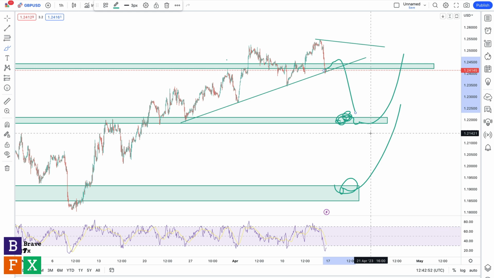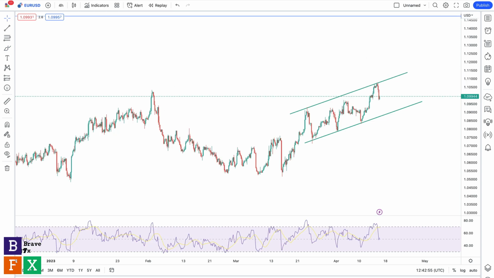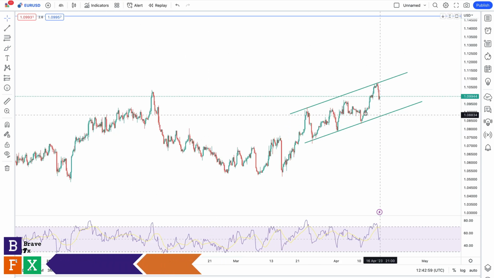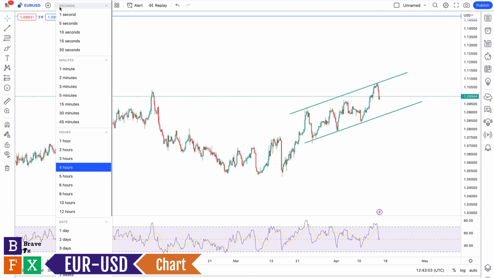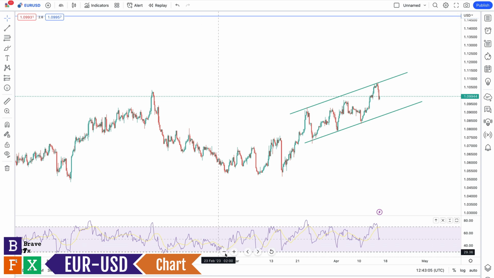So moving on, we're going to talk about EUR-USD real quick. So similar to what we have on GBP-USD, we had this bullish move last week, right? Before we go down to the lower time frame, let me just show you something real quick.